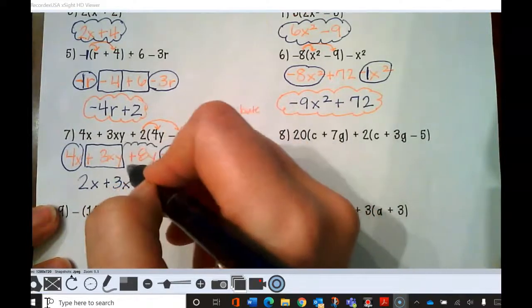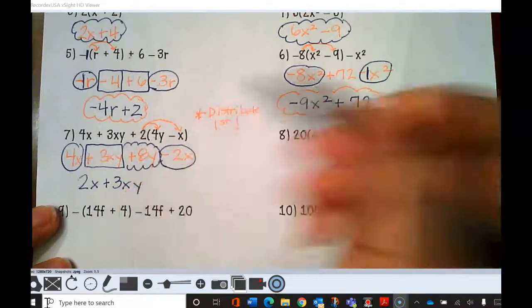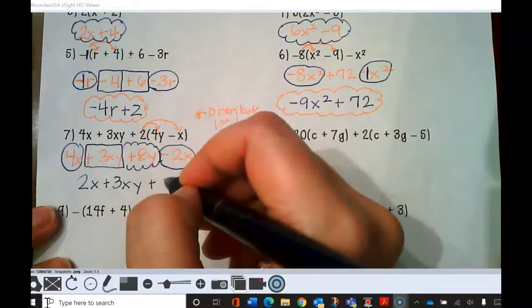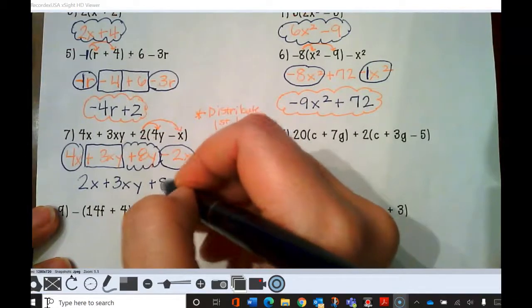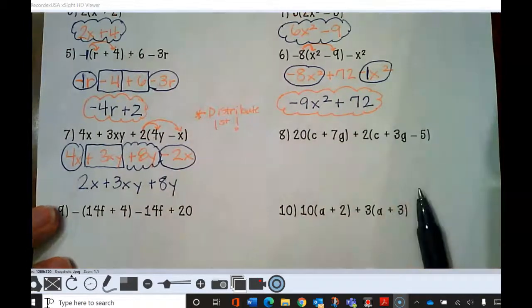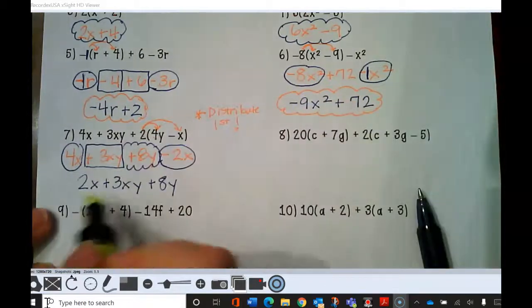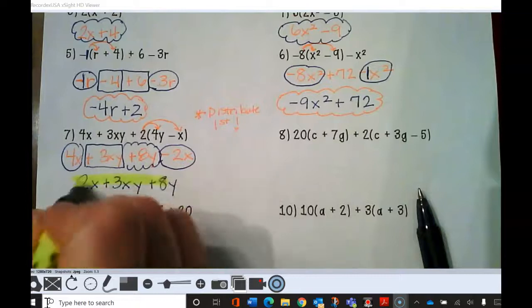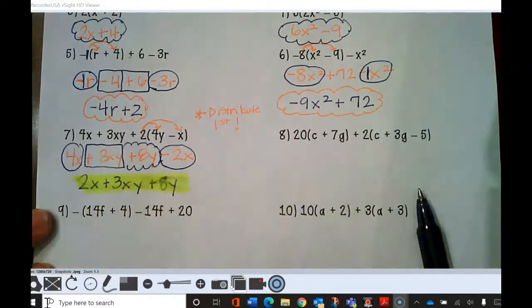So we're going to mark it with a different symbol. Some people use a triangle or something. Just make sure it's different from the square and the rectangle and the circle. So plus 8y. And instead of putting a cloud around your answers or a box, since we're using those symbols, you may want to highlight your final answer. Okay?